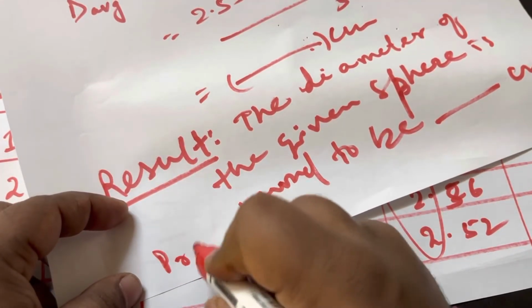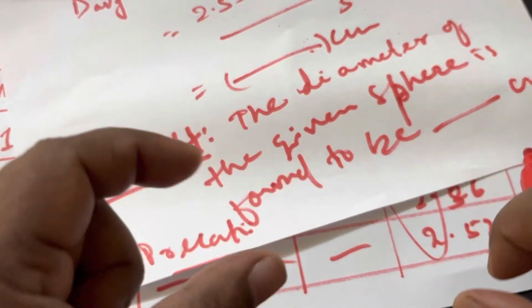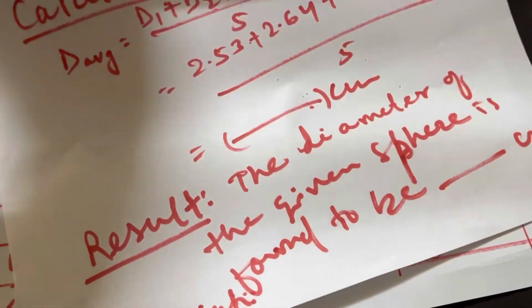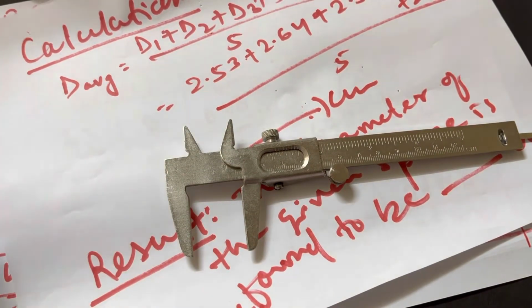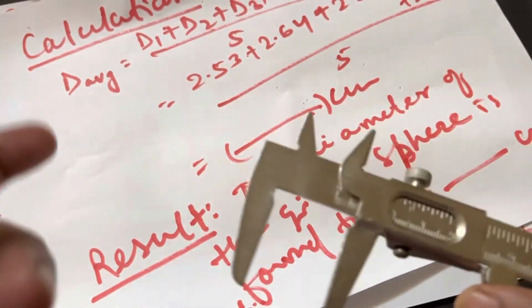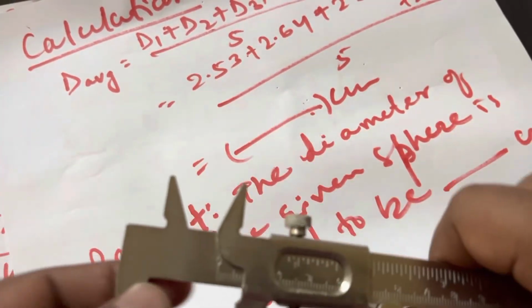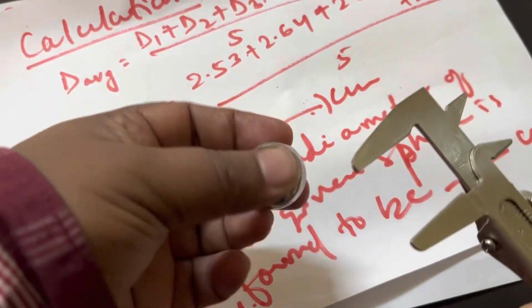Right, so for precautions and sources of error, you can write two precautions and sources of error. Like precaution, you should hold the sphere properly in between the two jaws, and the reading should be properly taken. Sources of error may be that if you have not observed carefully, there may be a little bit of error. Right, so this is all about finding the diameter of a given sphere.